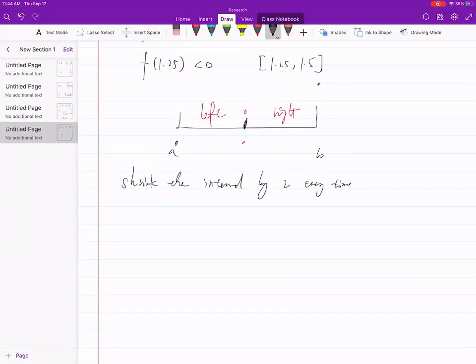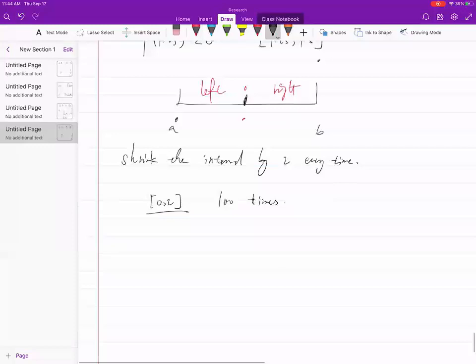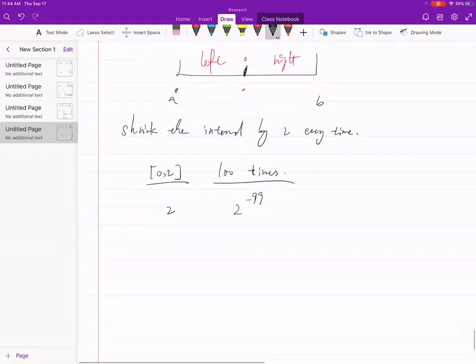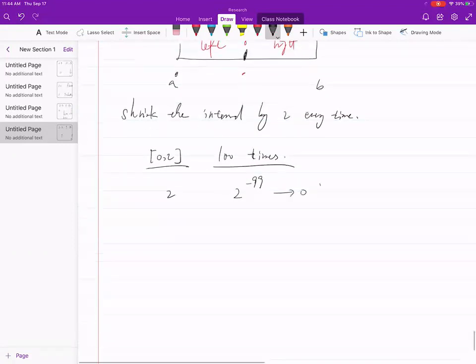That means if you start with 0 to 2, you repeat this process 100 times. Originally, how long is this interval? 2. You shrink it by half every single time. When you do it 100 times, the interval is going to be 2 to the negative 99. I don't think I need to mention, this is something super, super close to 0. Make sense here?